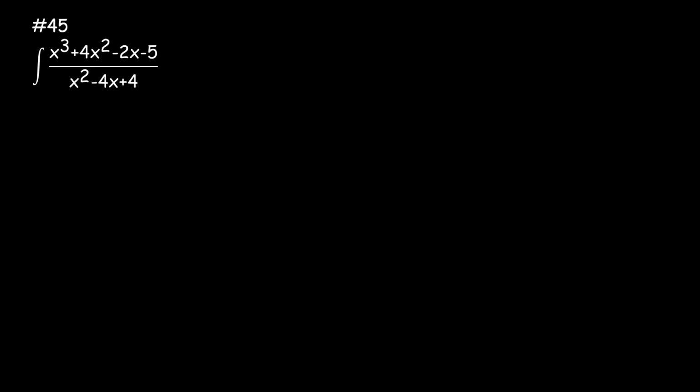Question 45, we have the integral of x cubed plus 4x squared minus 2x minus 5 all over x squared minus 4x plus 4. So for this question, we need to use long division to simplify it, because the degree in the numerator is greater than that in the denominator. So we're going to use long division to simplify.